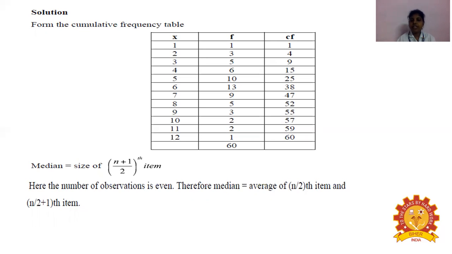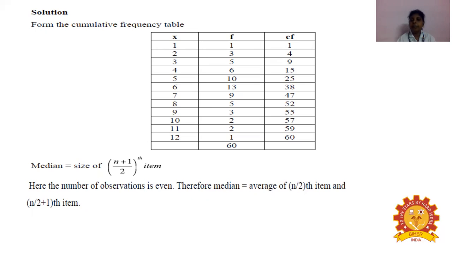So the second value of the frequency is 3. The first value of the cumulative frequency column is 1, so 3 plus 1 is 4. Next, find the third value of the cumulative frequency. The third value of the frequency column and the second value of cumulative frequency: 5 plus 4 equal to 9. The next value is 9 plus 6 is 15. Next, 15 plus 10 is 25. So 25 plus 13 equal to 38.